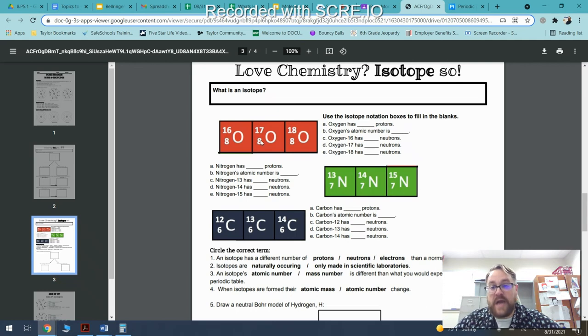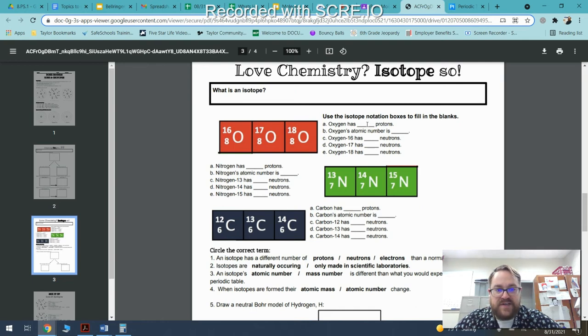8 plus 9 equals 17. So this one here is an isotope. It's got an uneven amount of protons and neutrons. Same for this one. 8 plus something equals 18. Well, 8 plus 10 equals 18. So this one must have 10 neutrons and 8 protons.